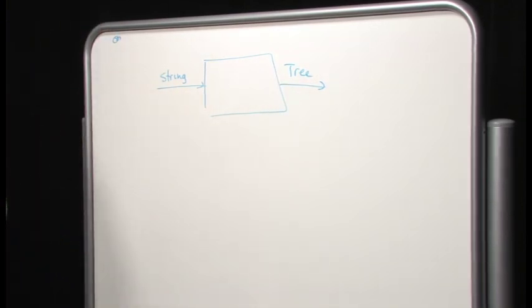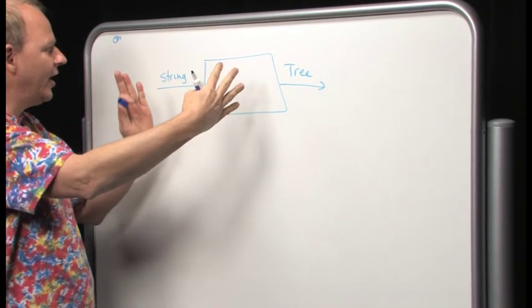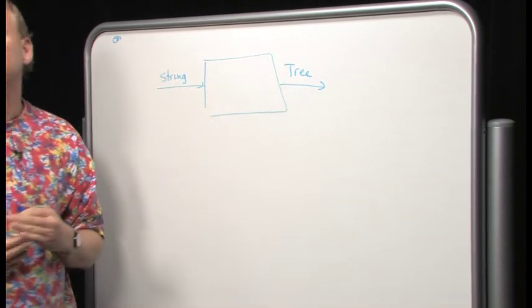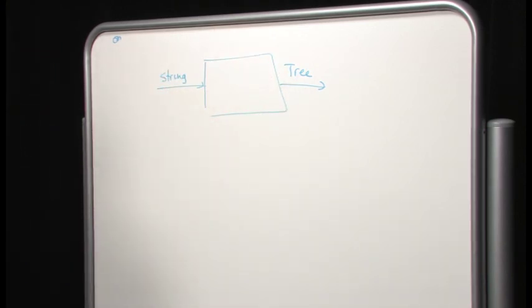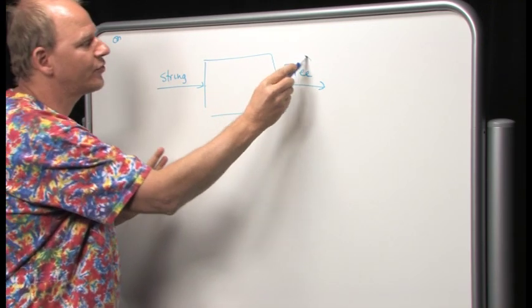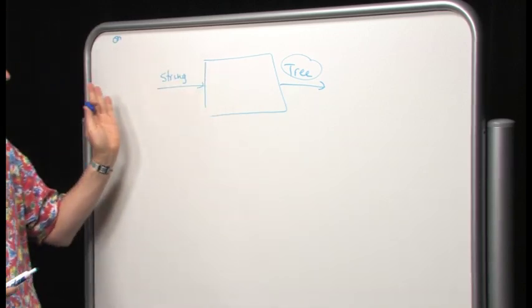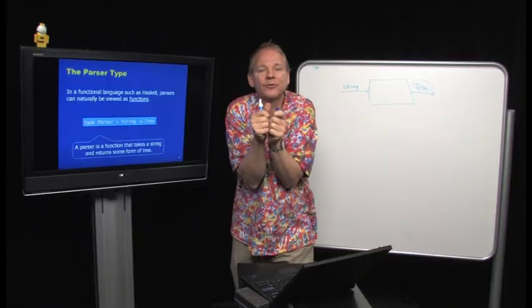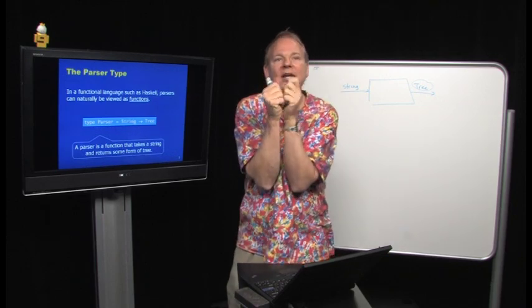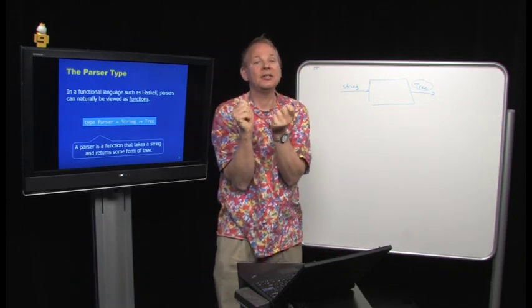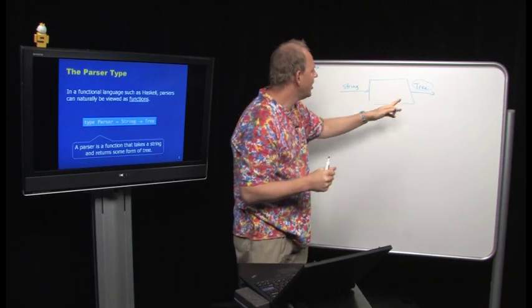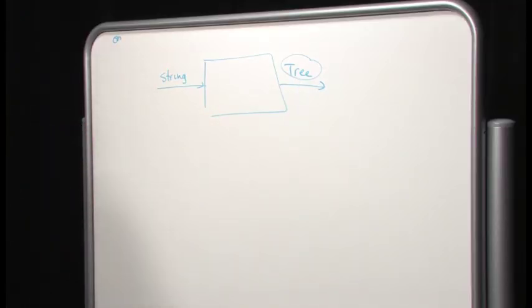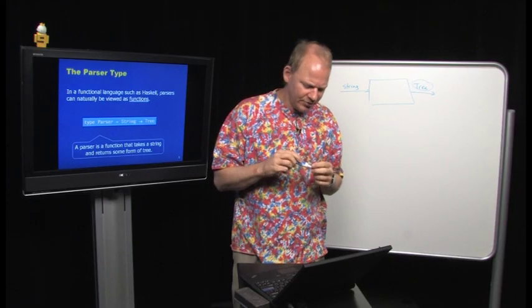But this definition doesn't give us any hint how to break a complicated parser into smaller parsers, because there's no string on this side. So it's like a black box. I put in a string, out comes a tree. But there's no handle for me to peel the layers of the onion, where I need another string such that I can apply a parser to that. So how do we get that?